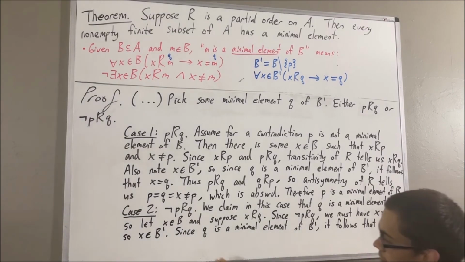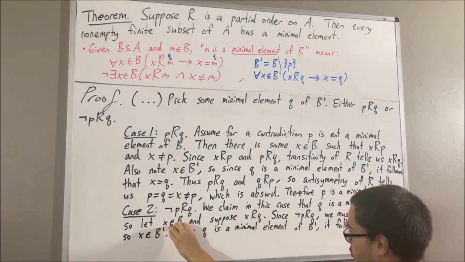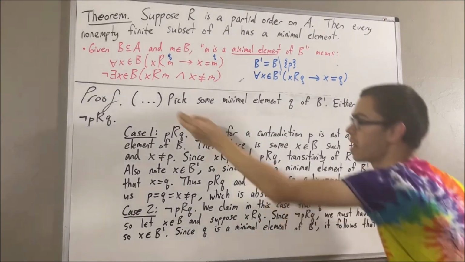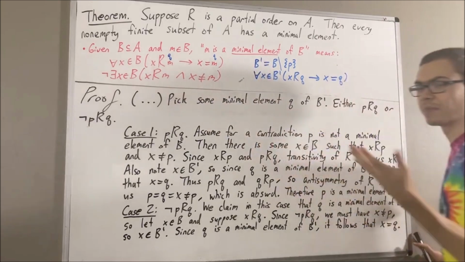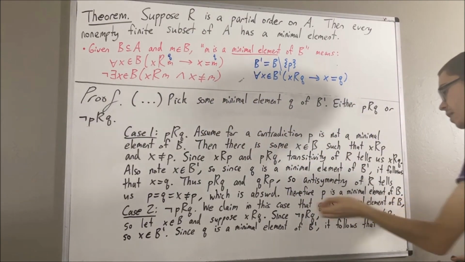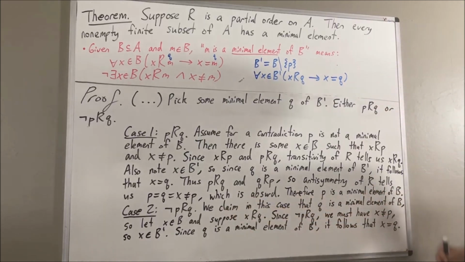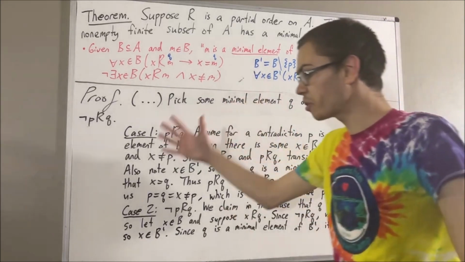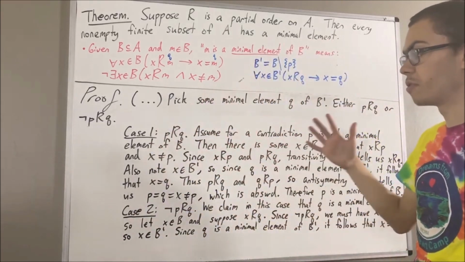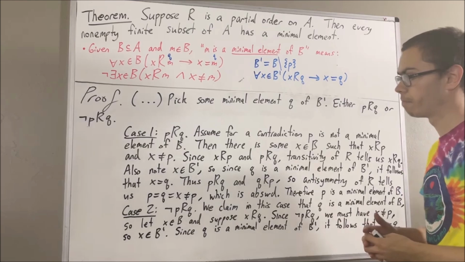So what we see here is, given any element x in B, we have that if xRQ, then x is equal to Q. And that is precisely what it means for Q to be a minimal element of B. So we have shown that Q is a minimal element of B, as we claimed. So now, we see in either case, B has a minimal element. And so, that proves that B has a minimal element.